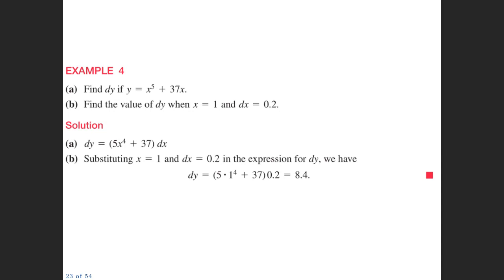And then part B, we're asked to find the value of dy. So we put x equal to 1 in, and we put dx equal to 0.2 in. Here's x equal to 1, and here's dx equal to 0.2. And then we can calculate that that's 8.4.